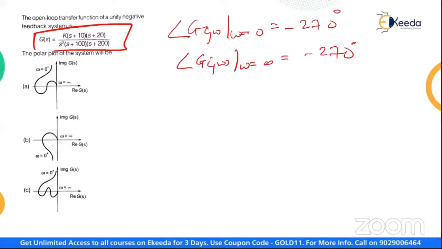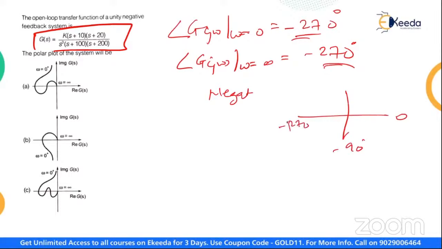Now, what does this mean? Starting angle is minus 270 degrees. Ending angle is also minus 270 degrees. This means that the polar plot must intersect the negative real axis, because if this is the axis, here is 0 degrees, here is minus 90 degrees, here is minus 180 degrees, here you get minus 270 degrees, and here you get minus 360 degrees. Correct or not? Yes, sir. Now, if the starting angle is minus 270 degrees and the ending angle is also minus 270 degrees, it definitely has to intersect the negative real axis, making the imaginary part of G of j omega 0. So the solution exists. Therefore, the answer is definitely option A.